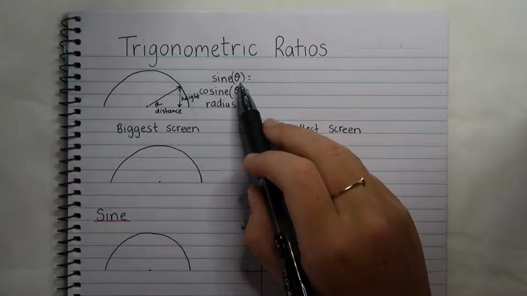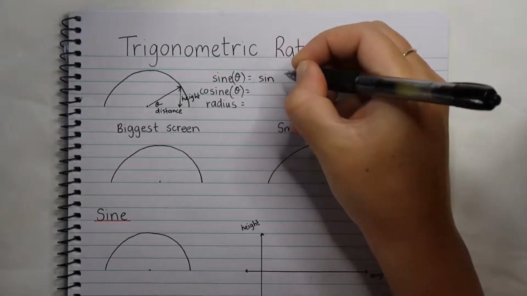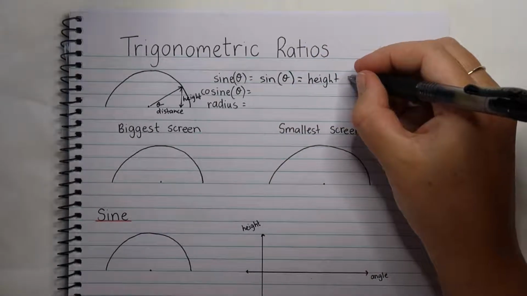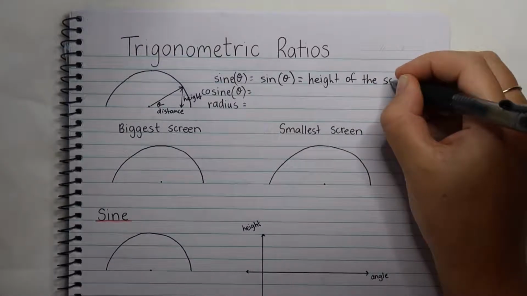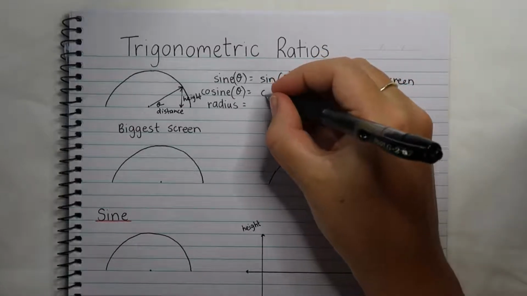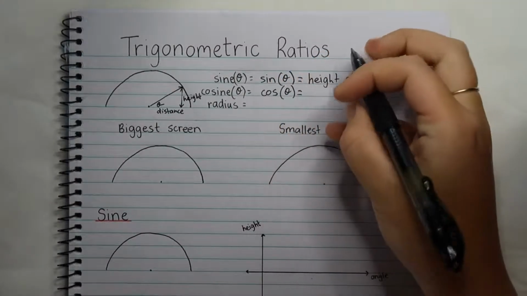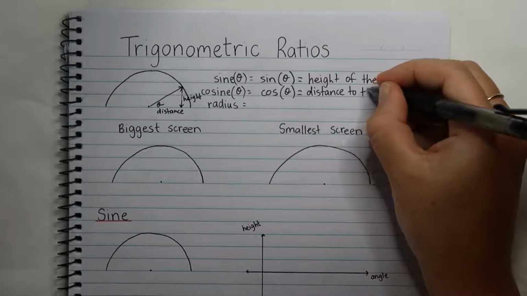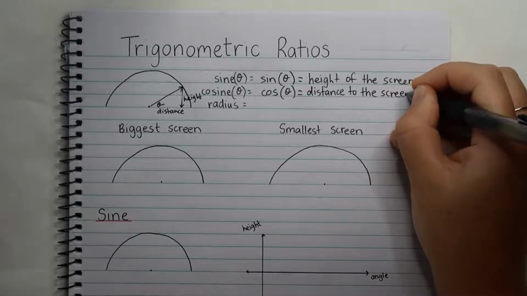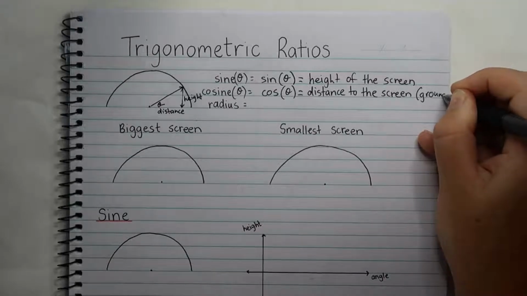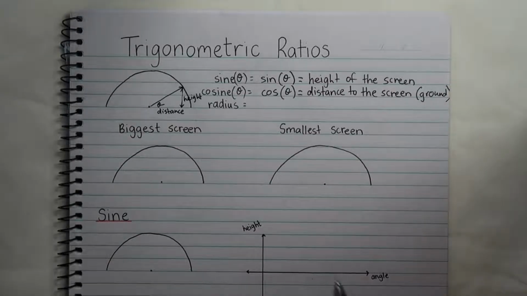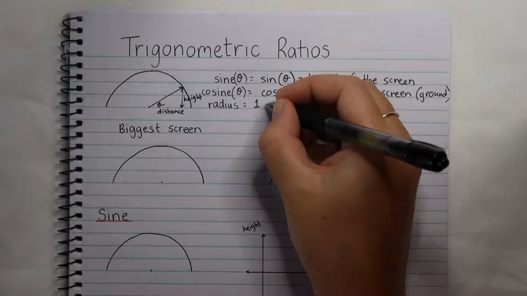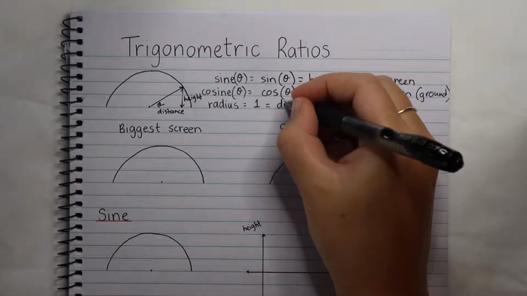So the sine of theta can be written as sine theta, which is the height of our screen. And the cosine of theta can be written as cos theta, which is equal to the distance to the screen, which is from the ground. And lastly, we have our radius, which in this case is going to equal 1, which is equal to the distance to the top of the screen.